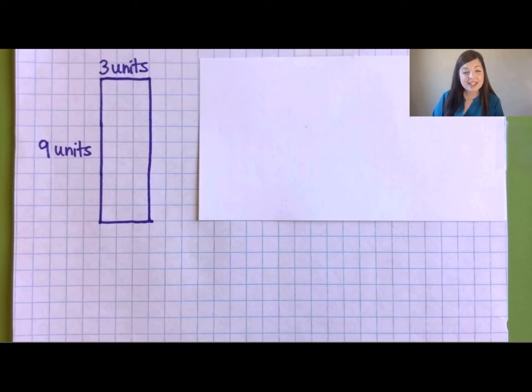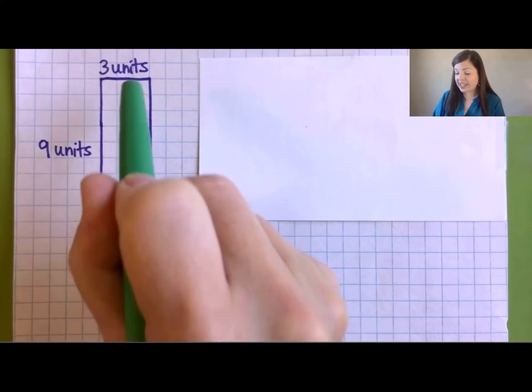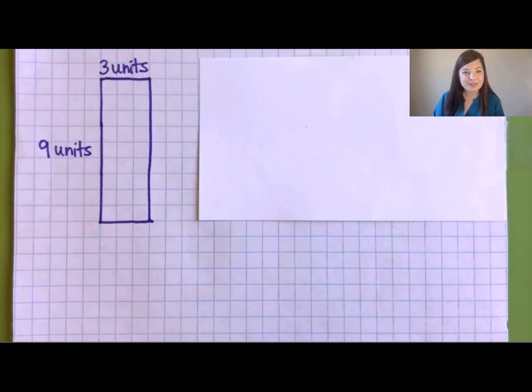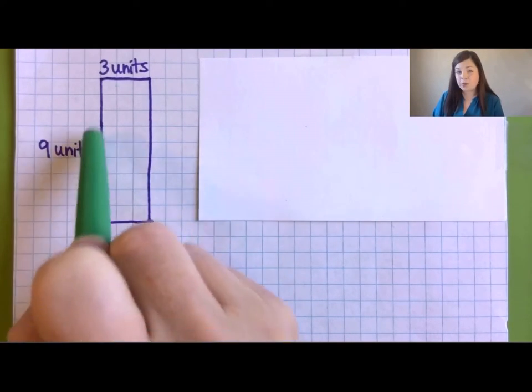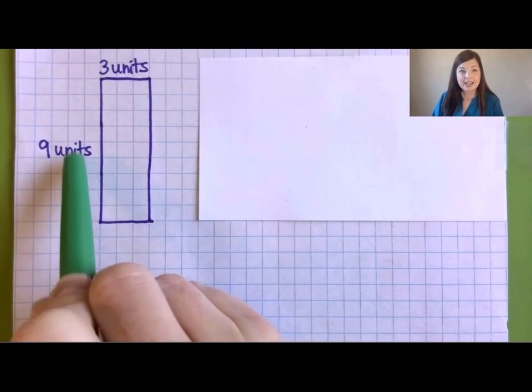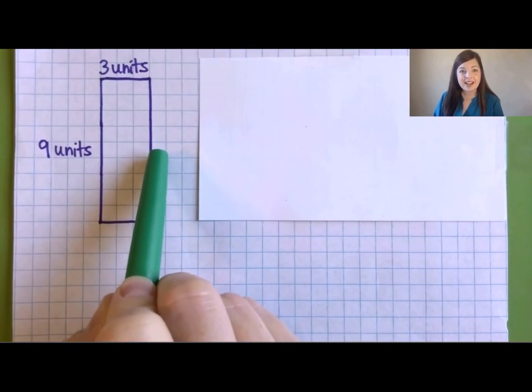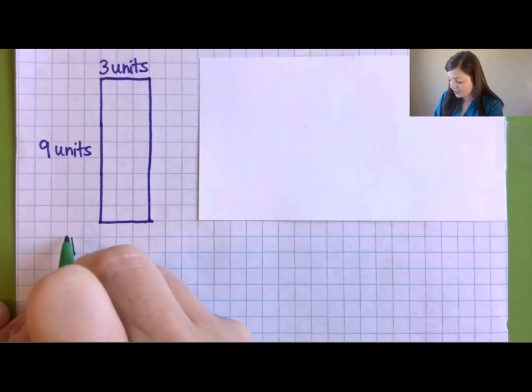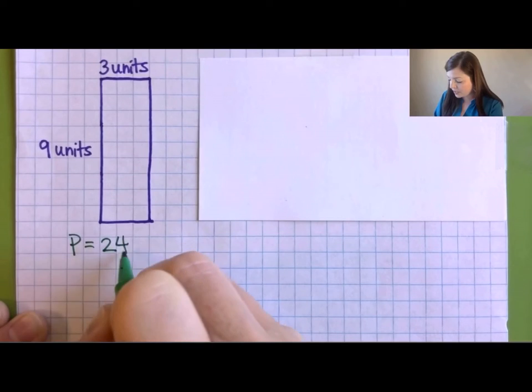You may have said that to find the perimeter, we could count all of the units around the outside of the rectangle like we did earlier. Or maybe you remembered that we talked about adding all 4 side lengths together to find the perimeter. So 9 plus 3 plus 9 plus 3 equals 24 units. So the perimeter is 24 units.